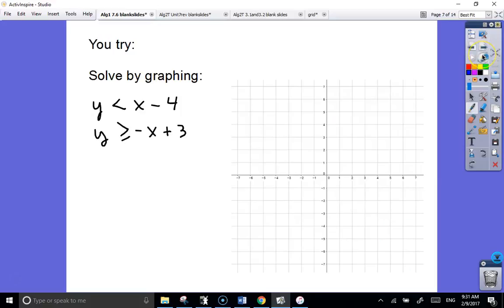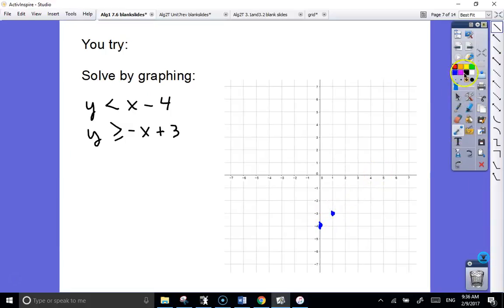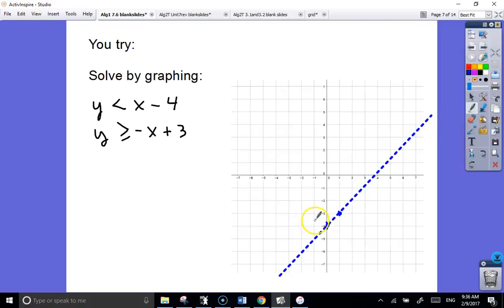All right, so try to do that one there. Try to graph those on the same background, and get the shading where it goes. Okay. So the first line, y-intercept, -4. Slope is 1. Solid or dashed? That was a dashed. Above or below? It's less than, so below.